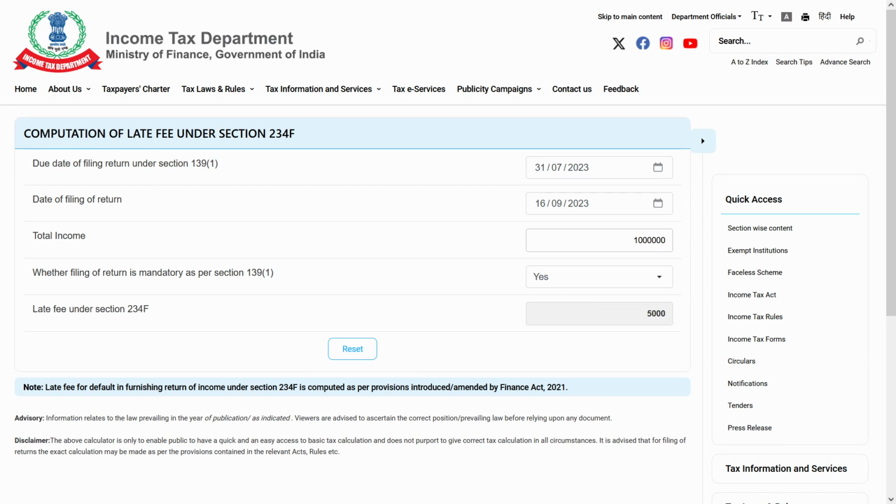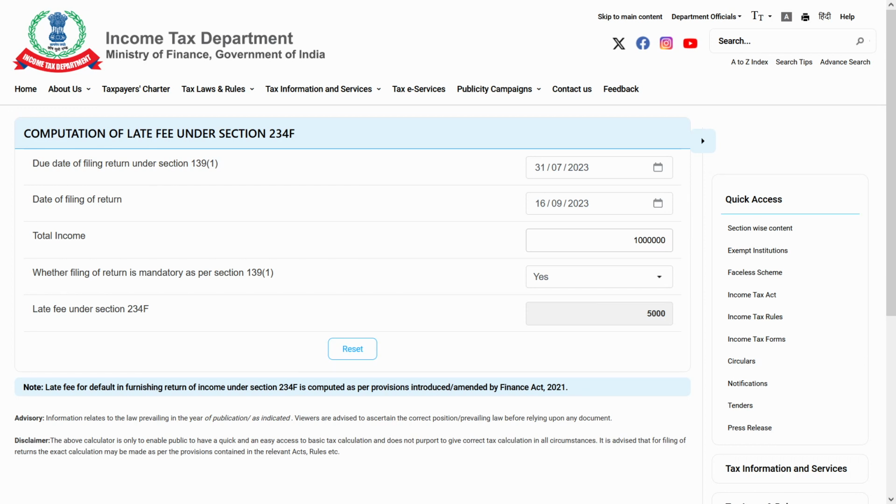Third tool is late fee calculator. If you don't file your income tax return within the due date, then you have to pay something called late fee. So using this late fee calculator, we can easily compute how much late fee you have to pay. Here is the late fee calculator.